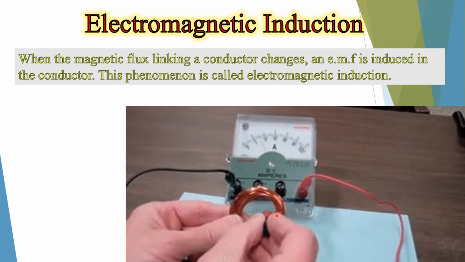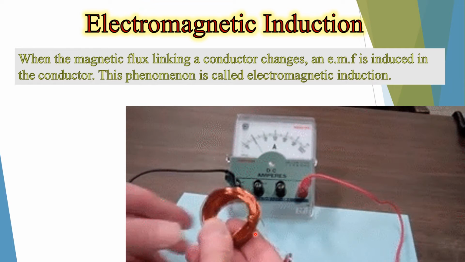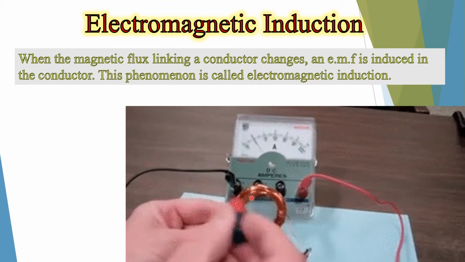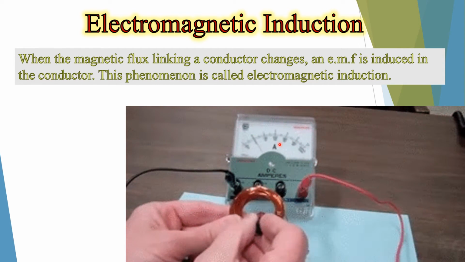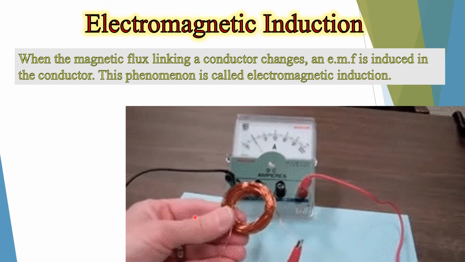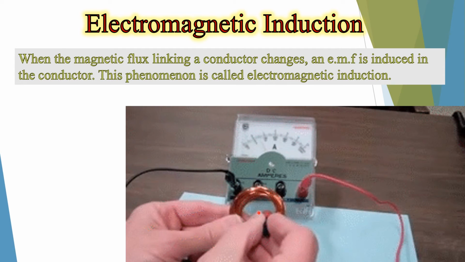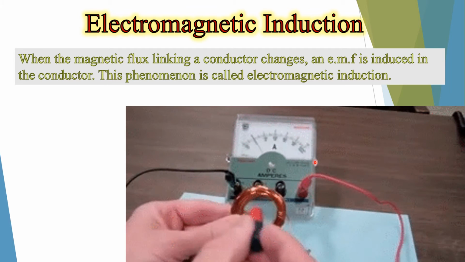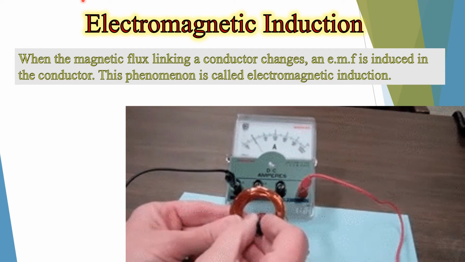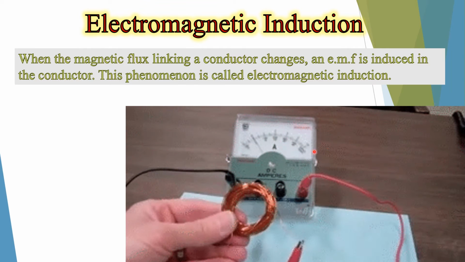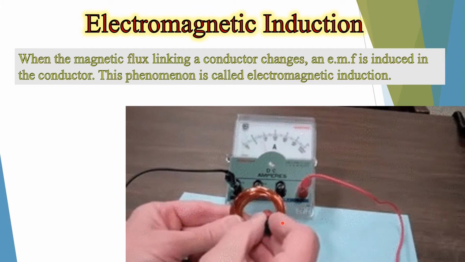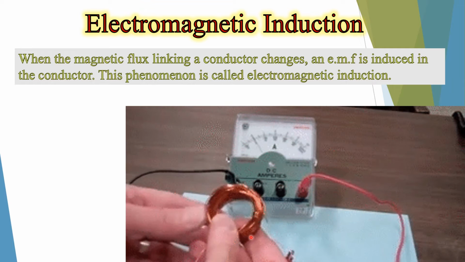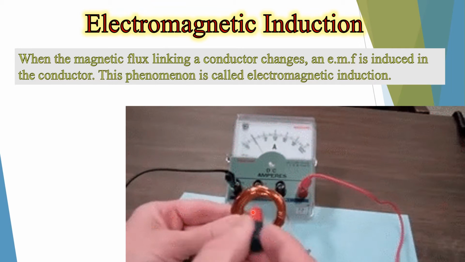We have a coil and a magnet, and the coil is connected with a galvanometer. When a magnet is moved through this coil, we can see a deflection of the galvanometer, which shows that EMF is induced in this coil due to the movement of this magnet.